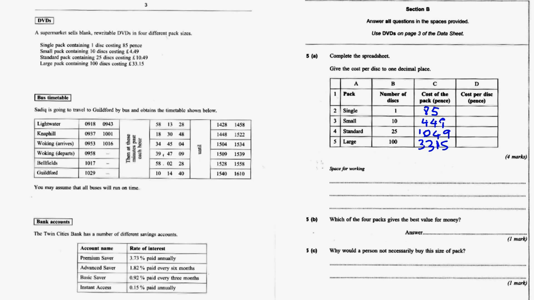Okay, now the next one is the small at 10 discs per pack. So here the small at 10 discs per pack is £4.49. Now remember, we want this in pence. We know that we have 100p equals £1. Okay, so all we're doing, we're just dividing this by 100. So £4.49 divided by 100. Sorry, not divided by 100.